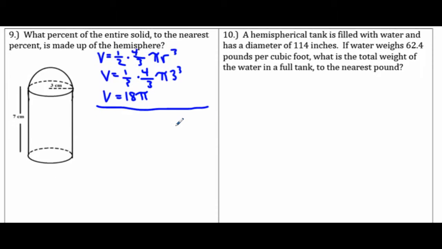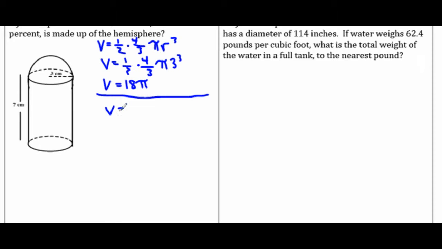Okay, now we also have to find the volume of the cylinder. So it's pi r squared h. The radius is 3, and the height is 7. And we'll do this in terms of pi again. It's going to be nice. Watch. 3 squared is 9 times 7 is 63. So we have 63 pi.